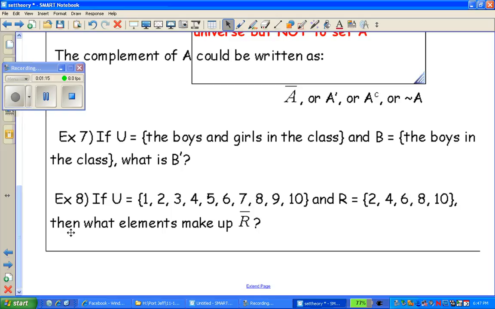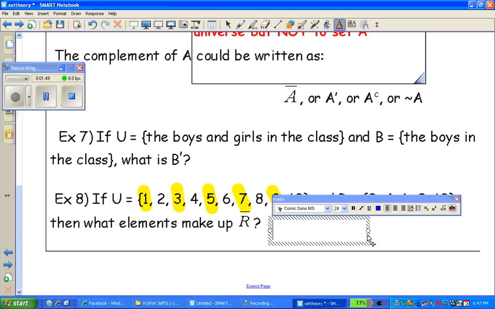They ask us then what elements make up, and we read this as the complement of R. So if we look at R contains 2, 4, 6, 8, and 10, they want to know what elements are in the universal set that are not 2, 4, 6, 8, and 10. I'm just going to go ahead and highlight them. 1, 3, 5, 7, and 9 are elements that are not in set R, but they are in the universal set. Those are going to be our complement.